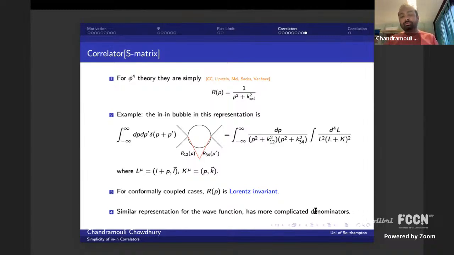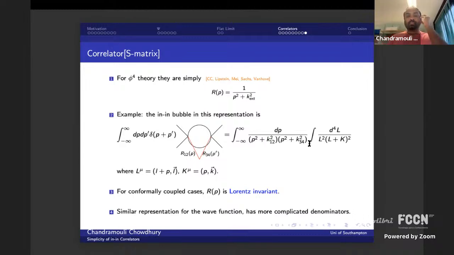But in general, the wave function has more complicated denominators. So here, for example, in theory, you just have a very simple denominator, which is like a one-dimensional propagator. But for the wave function, you get some other terms in the denominator, which does not make the structure as simple.